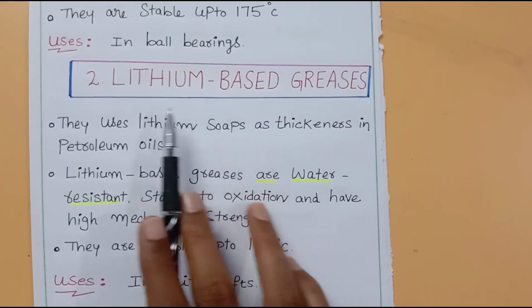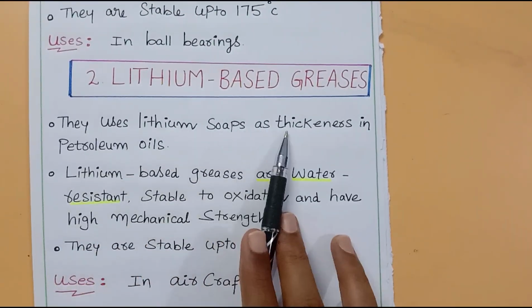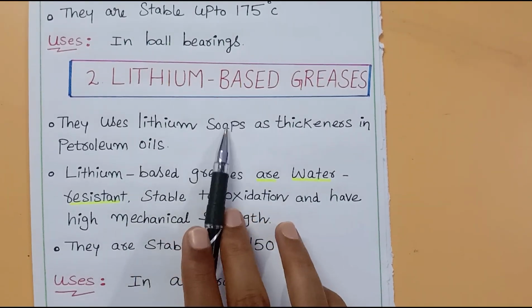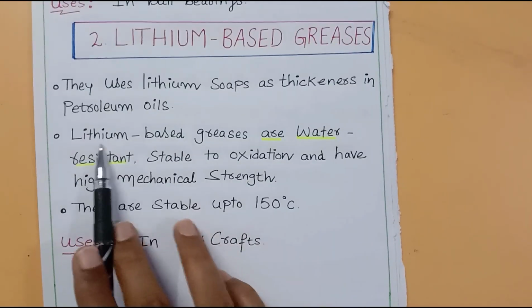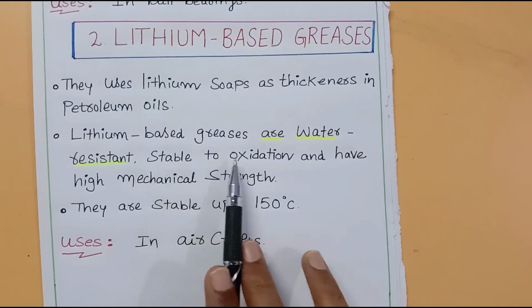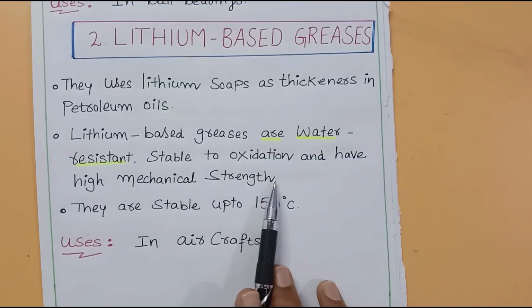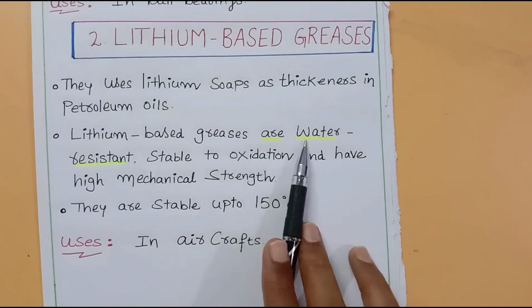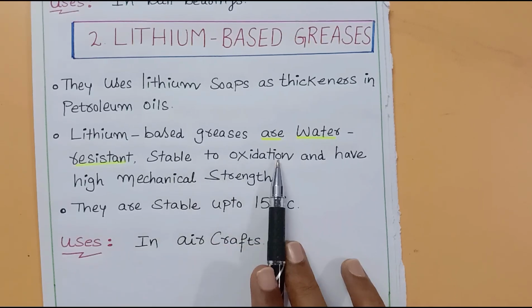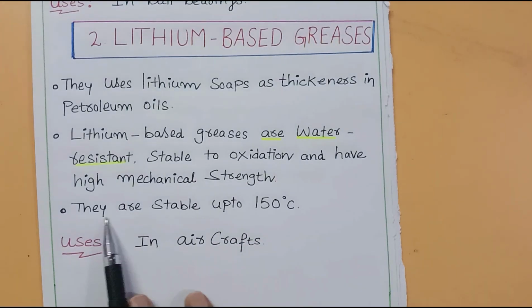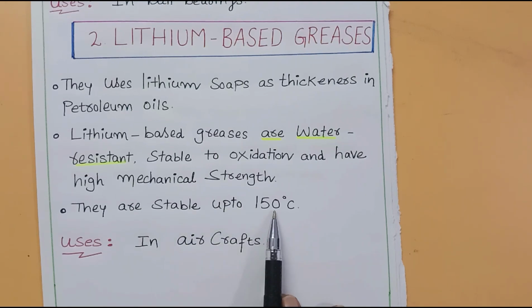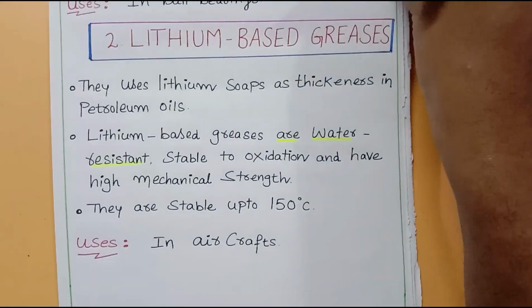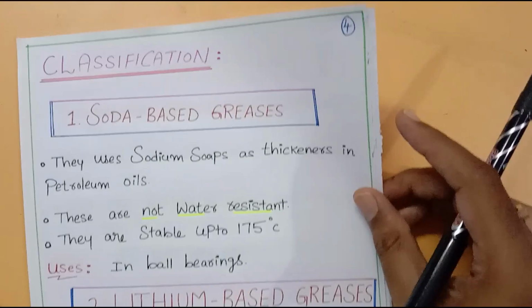The second type is lithium based greases. They use lithium soaps as thickeners in petroleum oil. Just mix the petroleum oil with a thickener like lithium soap, and you will get lithium based greases. Lithium based greases are water resistant, stable to oxidation, and have high mechanical strength. They are actually costly, but they have very important characteristics. They are stable up to a temperature of 150 degrees centigrade. That's why lithium based greases are used in aircraft. So aircraft are lubricated with lithium based greases, right, students?